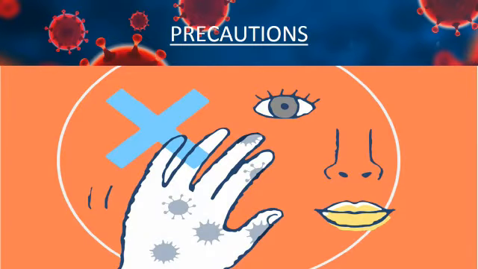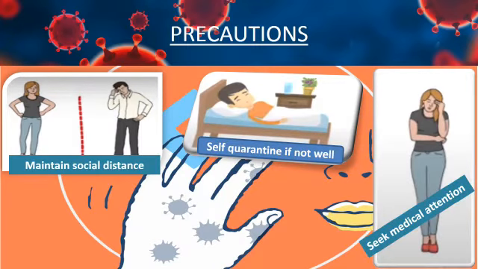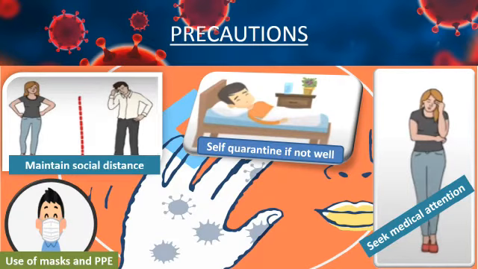To keep oneself safe, certain precautions need to be taken, like avoid close contact and maintain a social distance of minimum 6 feet. Stay home and self-quarantine if not feeling well, and if the condition gets worse, seek medical attention. Common people should make use of surgical masks and gloves when going out of the house. The healthcare personnel who are dealing with affected persons should make use of personal protective equipment, that is PPE.